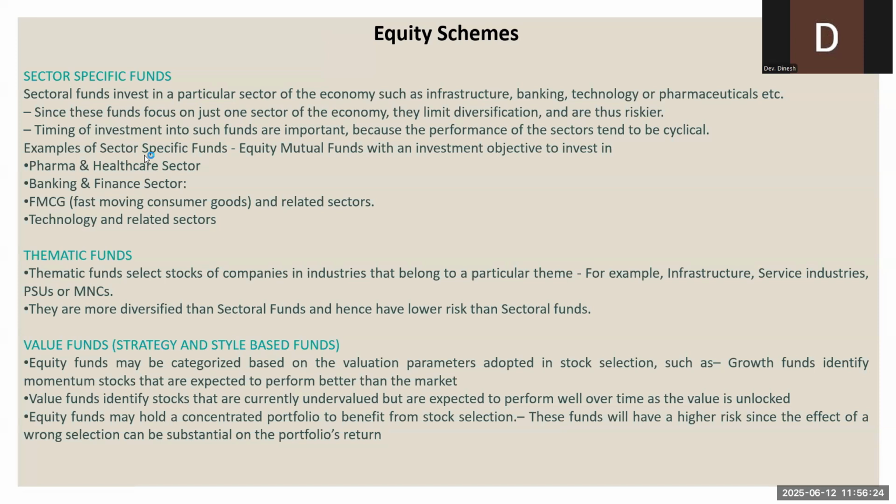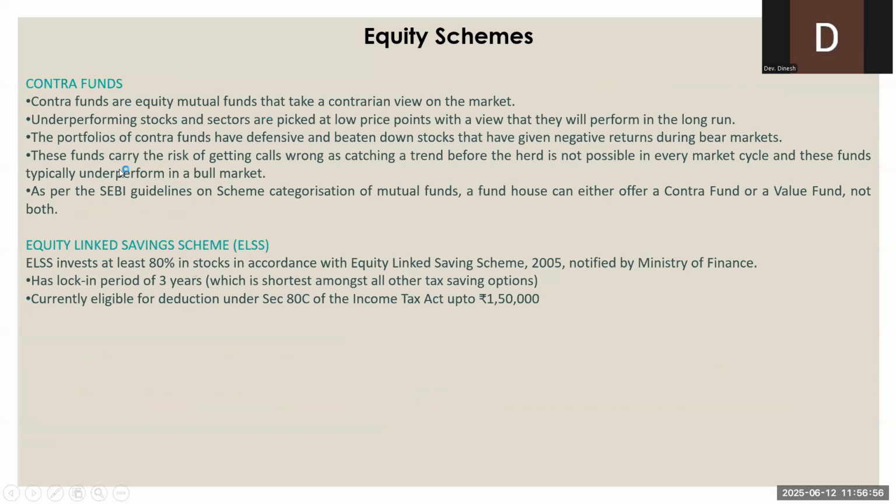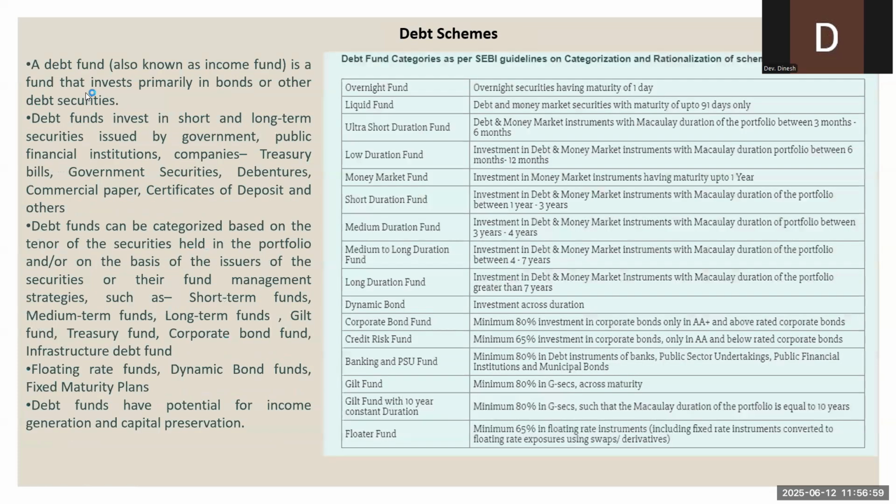Equity funds may be categorized on the valuation parameters of the stock, such as growth funds, which identify momentum stocks that are expected to perform better than the market. Value funds identify stocks that are currently undervalued but are expected to perform well over a period of time as the value is unlocked. There are certain stocks which may not be doing well at this point in time, but they may grow well. So in value investing, they look for undervalued stocks and invest in them. Contra fund we discussed, ELSS we discussed.